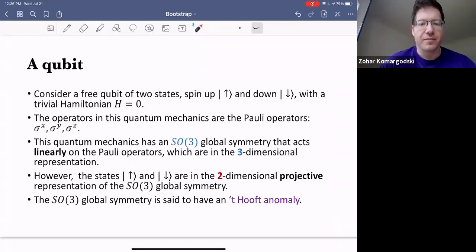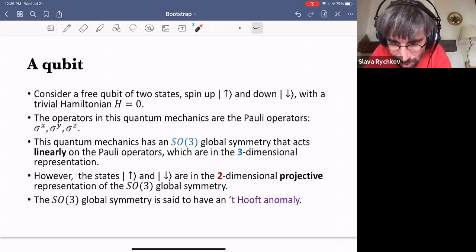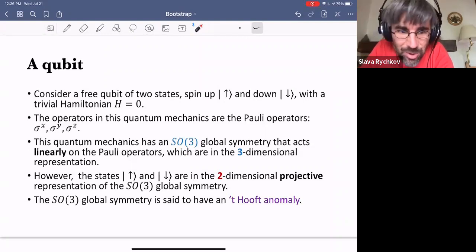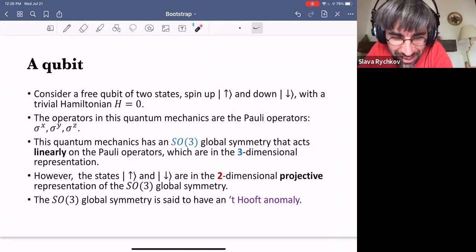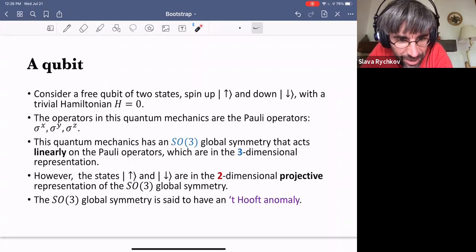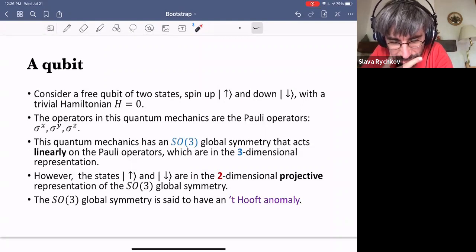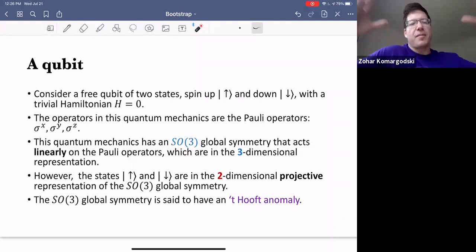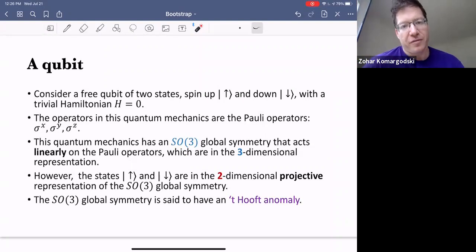So I would like to understand why Shu-Heng's definition of symmetry is the correct one. Zohar seems to be saying that one way to see what is the correct one is that we should have the symmetry act faithfully on local operators, and this would not be true for SU2. That's right. If the symmetry acts faithfully, it allows you to couple it to the maximal amount of sources, and then you can learn many good lessons.